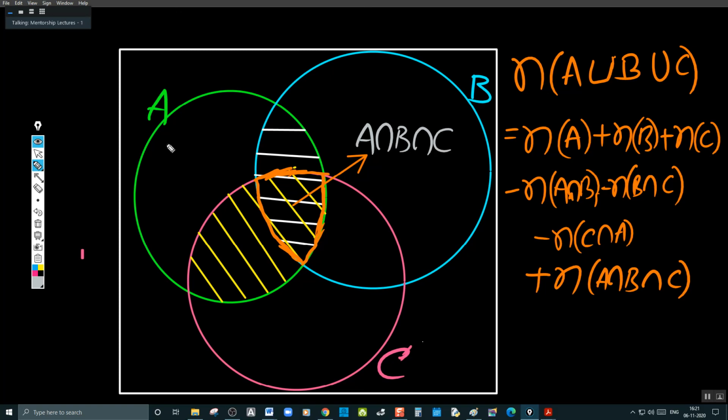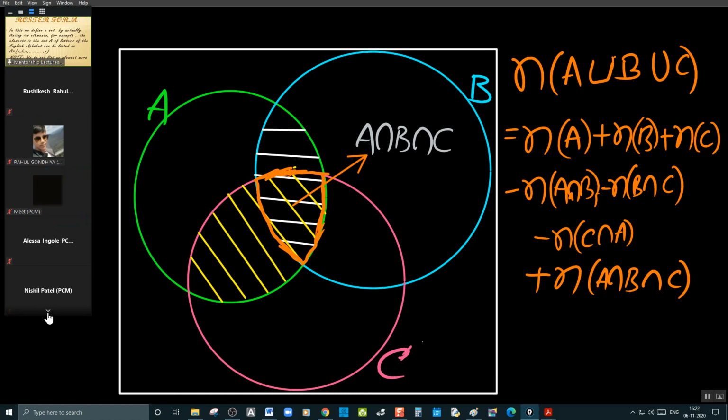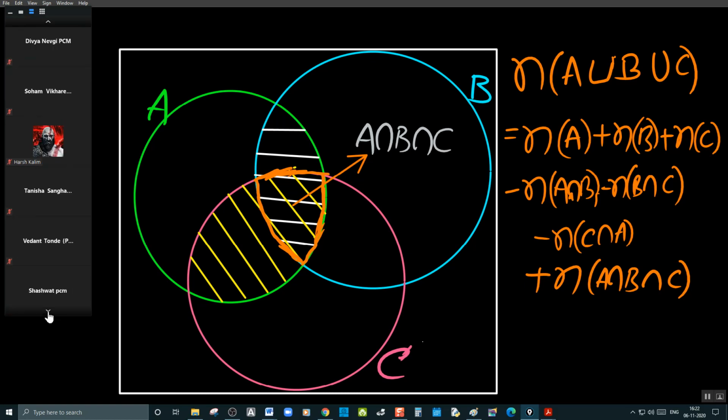Any more doubts there, please, you can express. Clear now, everyone? Yes, sir. Hitansh, Rishikesh, Saswat, Naik, understood, sir. Miloni, Alessa, yes, sir. Nishil, Rahul, Soham, Harsh, Tanisha, yes, sir. Vedant, sir, yes, sir. Saswat, Rachit.